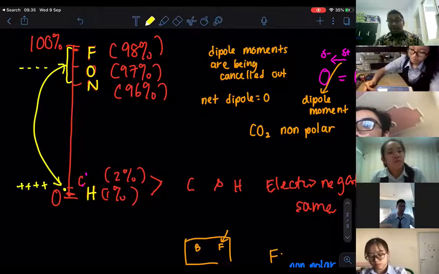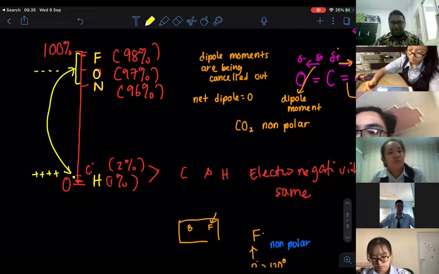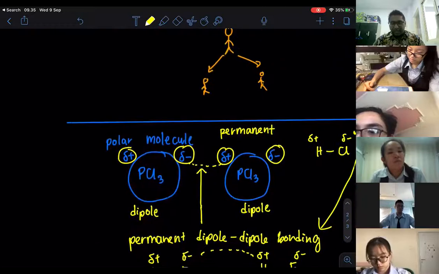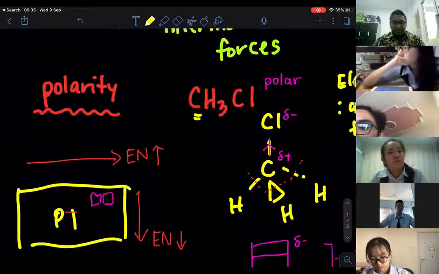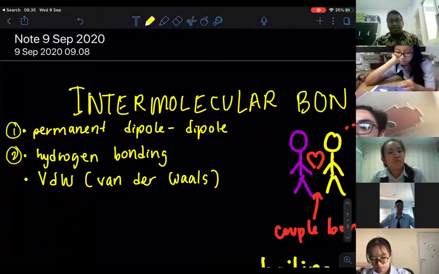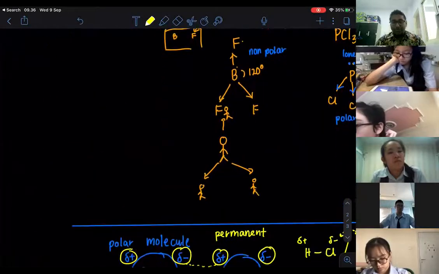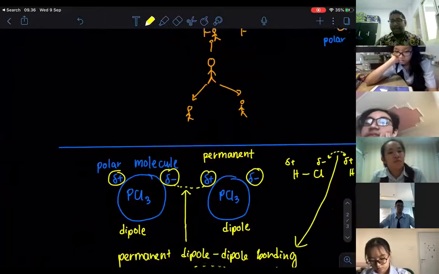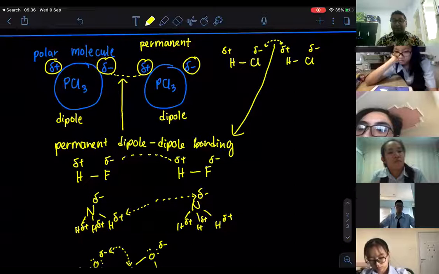Now, that kind of bonding, I think we cannot simply ignore. We need to give it a special name. It's still permanent dipole-dipole bonding, but the special name we give to it is hydrogen bonding. Hydrogen bonding is a special type of permanent dipole-dipole bonding, but it involves hydrogen, the least electronegative, and the most electronegative. And I have saved the time to draw some diagrams over here for you.